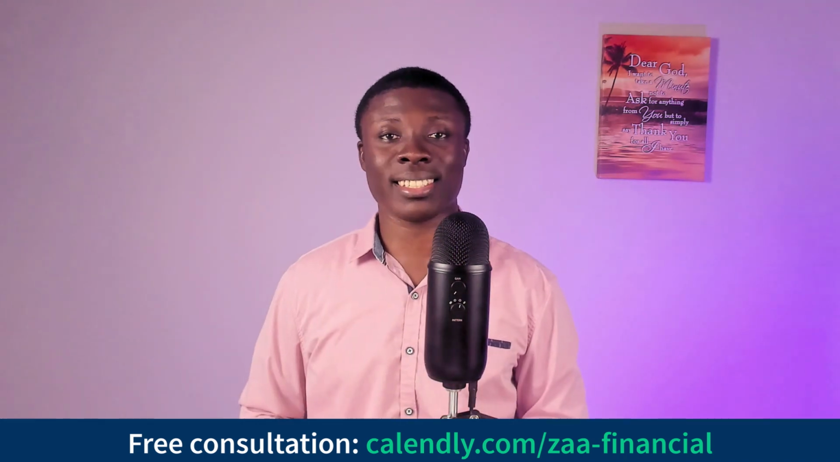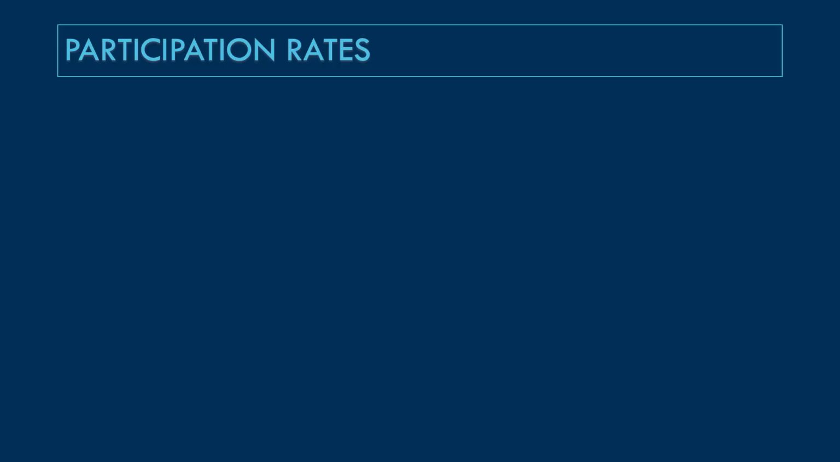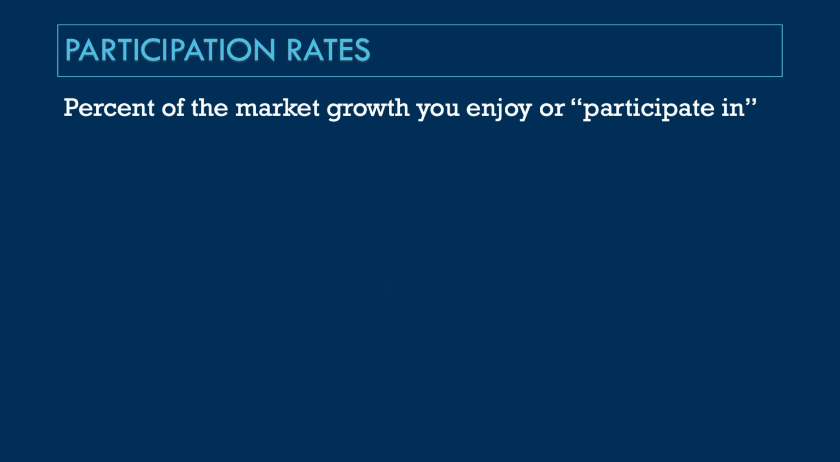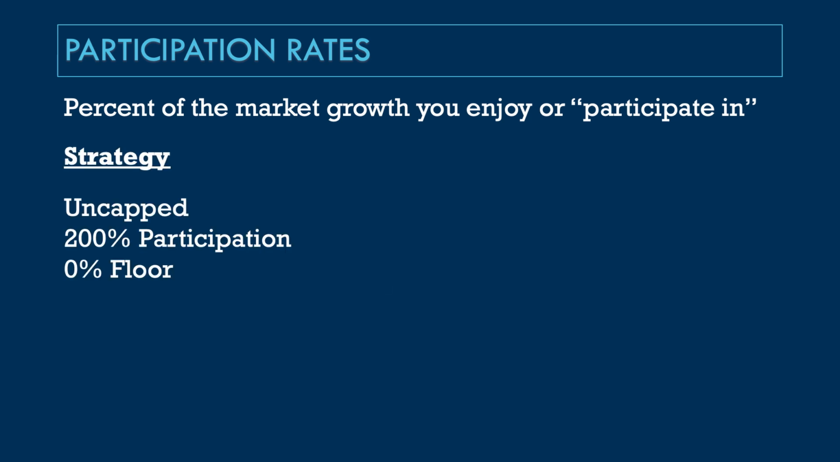The cap strategy is going to be the most common strategy you run across in most IUL products. The next option is the participation rate strategy. The participation rate determines what percent of the market return you get to enjoy or participate in. Do you get to keep 50% of the market returns, 100%, or even 200% of the market returns? That's what this strategy is about. For example, you might come across an uncapped option with a 200% participation rate and a 0% floor.